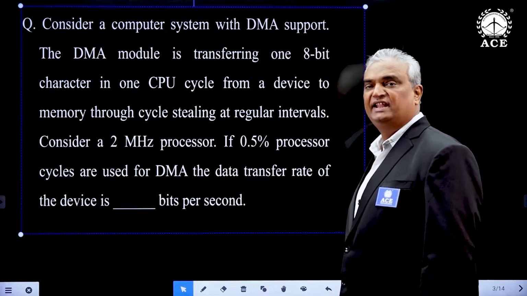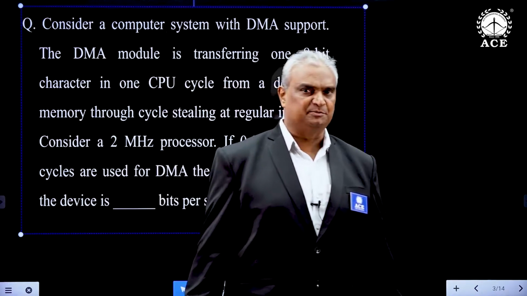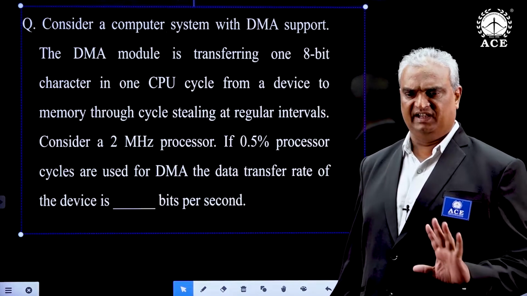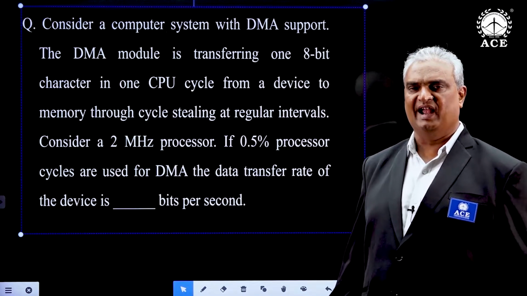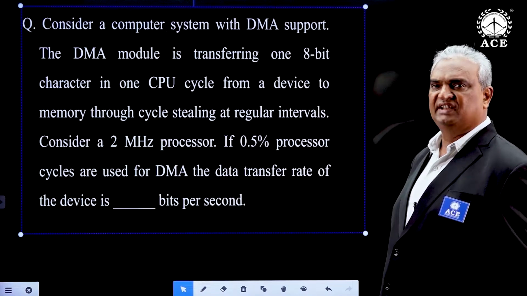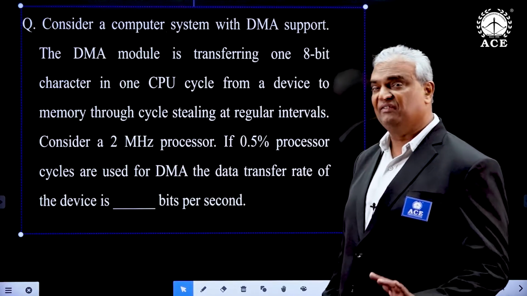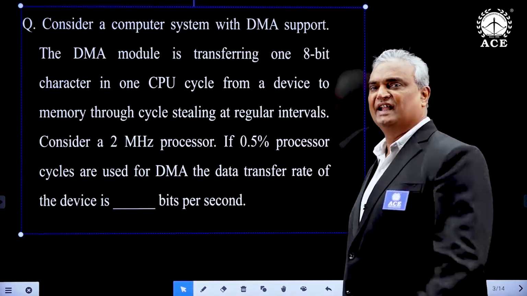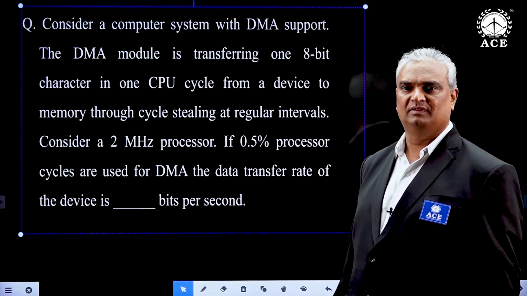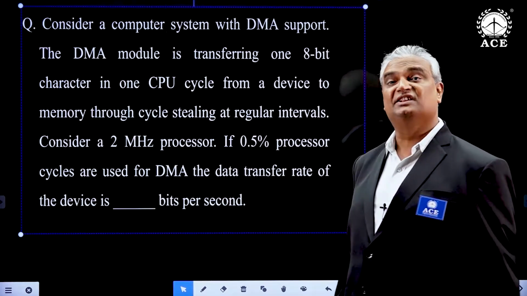What is the full name for DMA? Direct memory access. It is placed between secondary memory and main memory. First of all, what about the clock frequency given for the processor? 2 MHz. Clock frequency 2 MHz means clock cycle time is 1/2 mega, which becomes 0.5 microsecond. Clear? Next, which type of technique does it use? Cycle stealing.